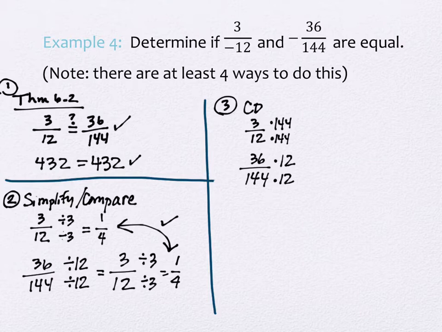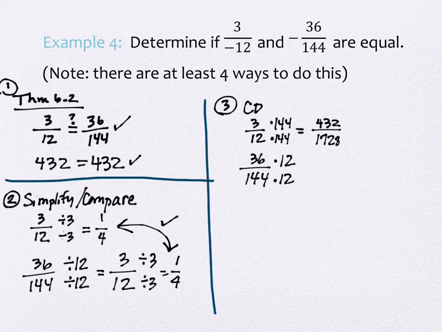We happen to have already multiplied 3 times 144, so we know it's 432. So we'll go off of the fact that we've done that already today. We haven't done the 12 times 144 though. So what is 12 times 144? 1,728.